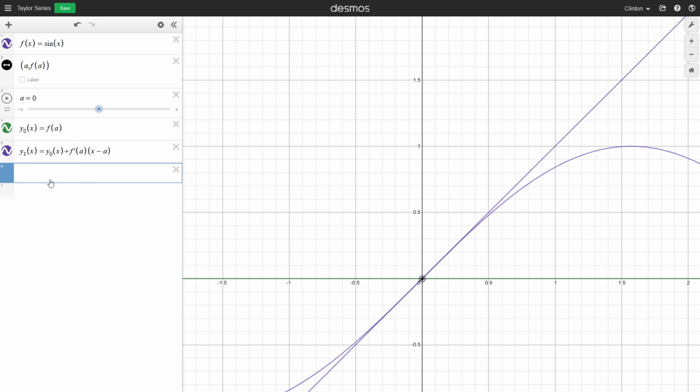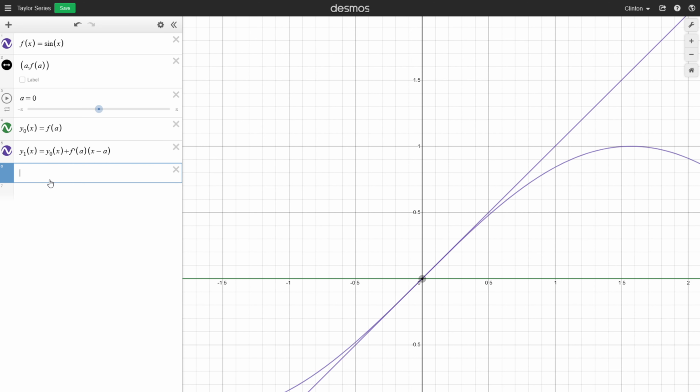Well, we can do the same thing again. We can say, okay, that's great that our first order approximation, the tangent line, does match not only the y value of sine of x, but it also matches the slope of the curve at that point.